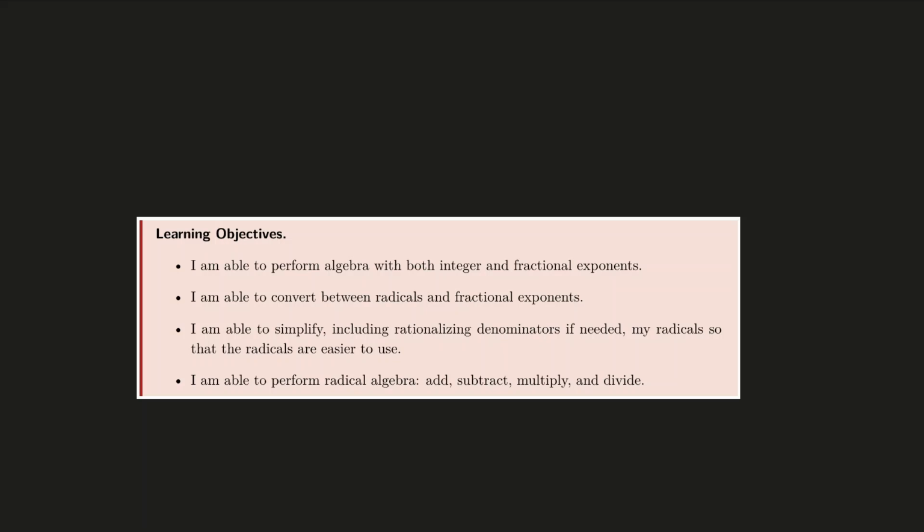I'm Dr. Chris Creighton, and in this video we'll be talking about multiplying radicals. The core of this one is performing radical algebra, and particularly multiplying. And again, much like adding and subtracting, we'll have to do a lot of simplifying radicals when we multiply them.